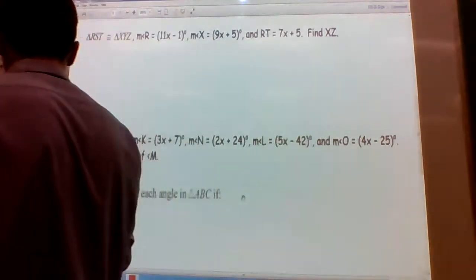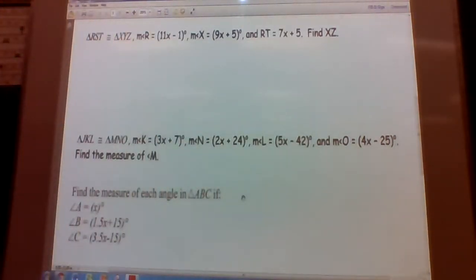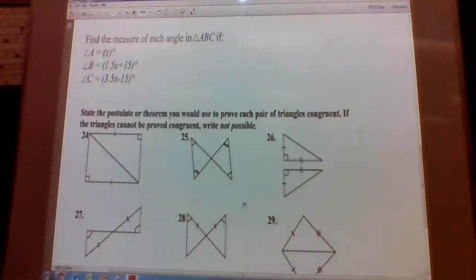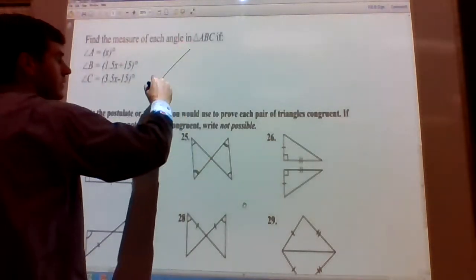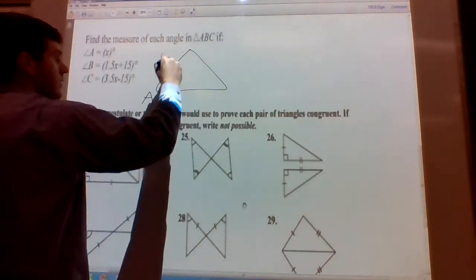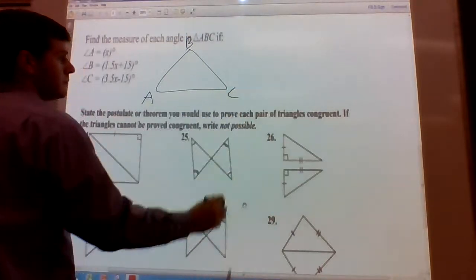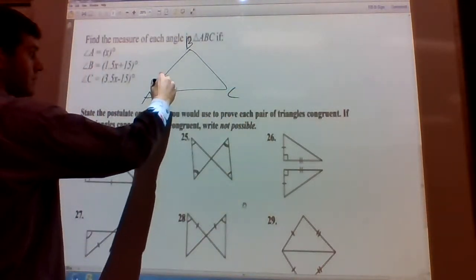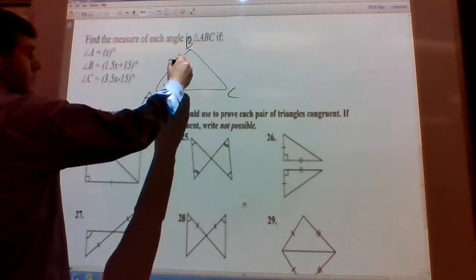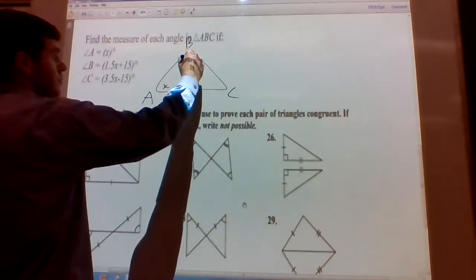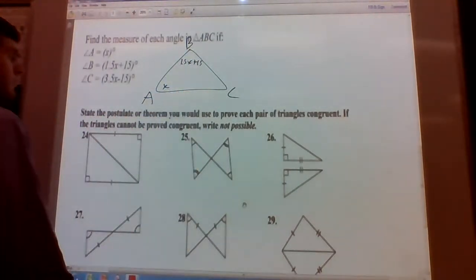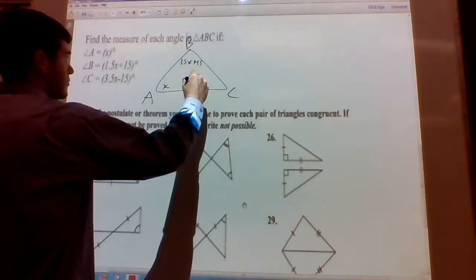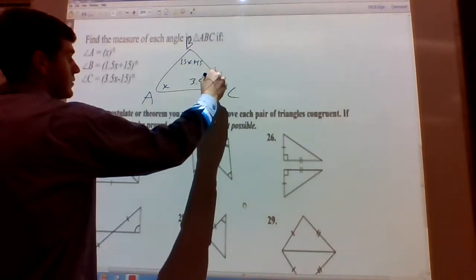Okay, so they're giving us triangle ABC. So again, we draw a triangle ABC. We know the measure of angle A is x. We know the measure of angle B is 1.5x plus 15. And we know the measure of angle C is 3.5x minus 15.